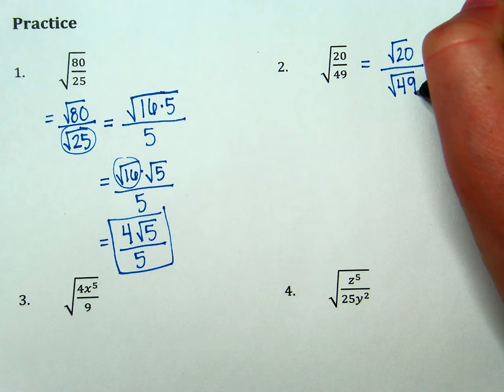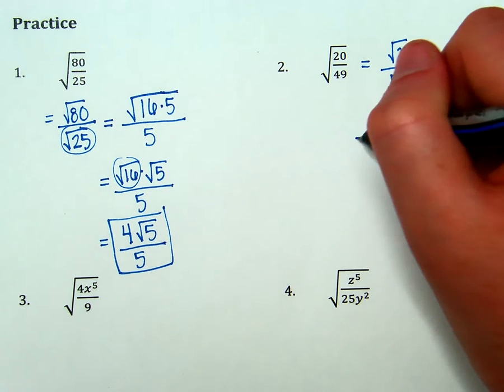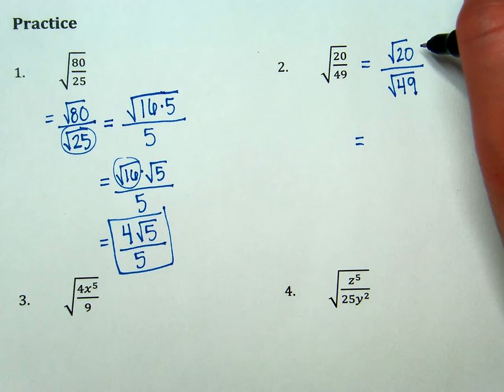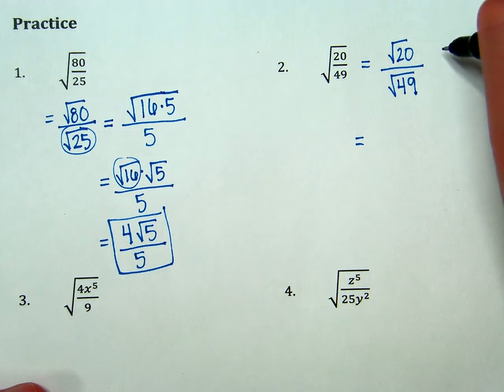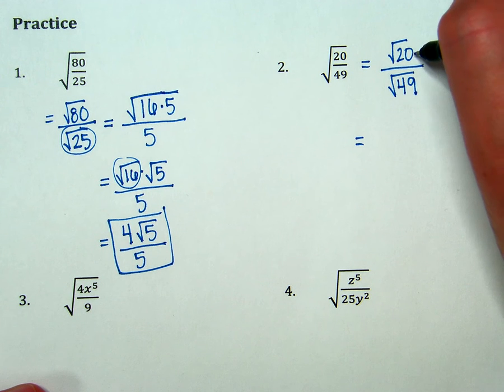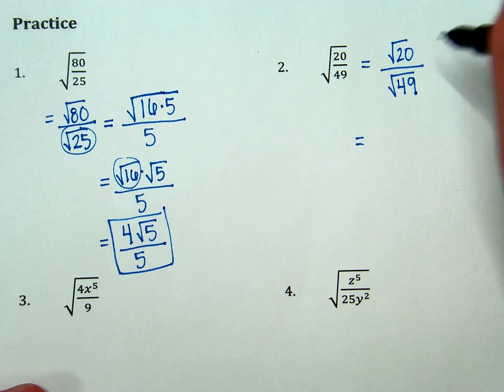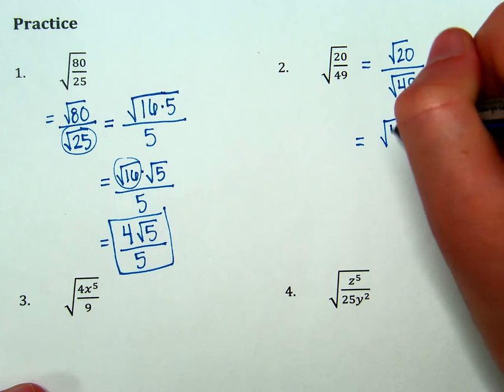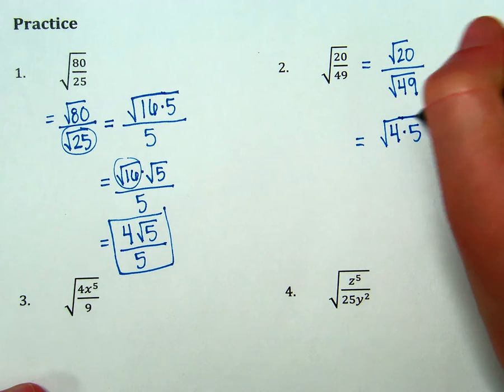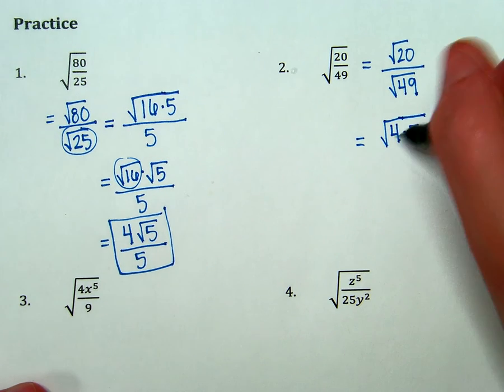Now if you look at each of these numbers, the square root of 20 is not a perfect square. We would get a decimal if we typed that in. So we have to start thinking about what goes into 20. Let's see, 2 times 10 is 20, but 2 and 10 aren't perfect squares. Let's see, 4 times 5, and 4 is a perfect square. So we would say square root of 4 times 5, since 4 times 5 is 20. So I'm just replacing that up top.